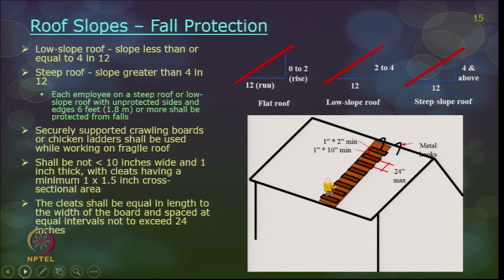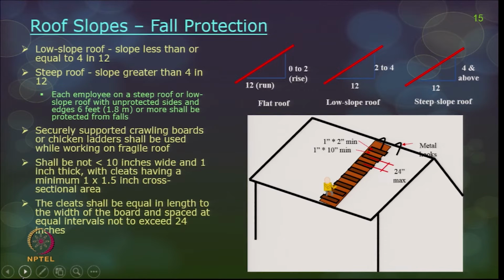Maybe it is an opening, or maybe it is a wall opening, or it can be an open edge of a floor. So, the only one way to protect is guardrails, which we will see a little later after understanding what is a roof slope and so on, because both these hazards require the same fall protection.